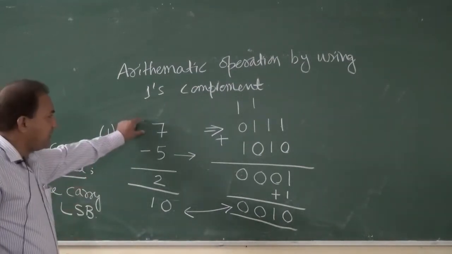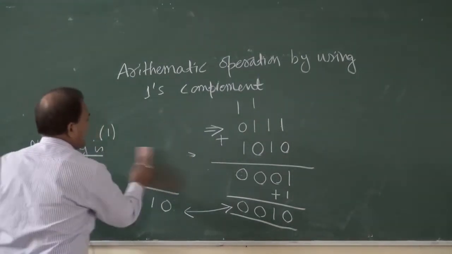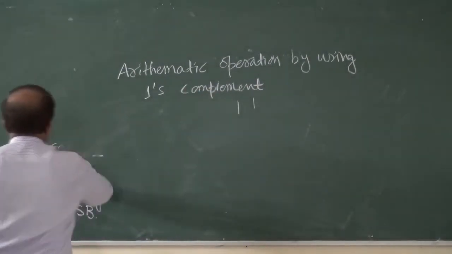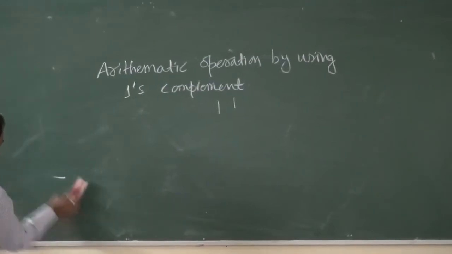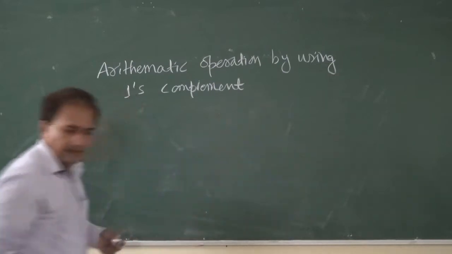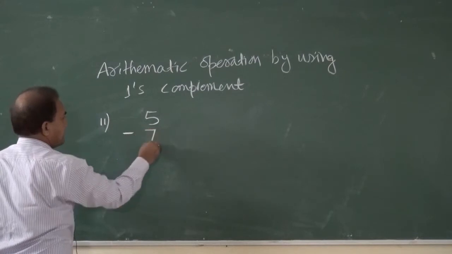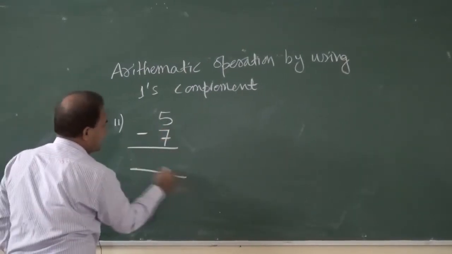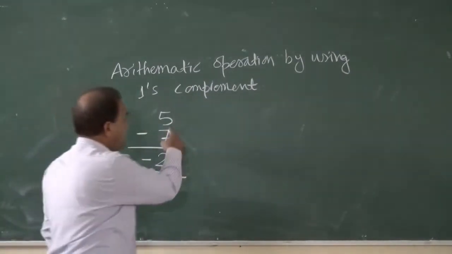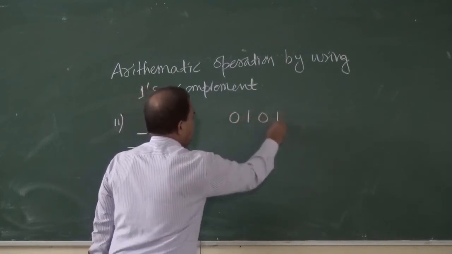So you have seen 7 minus 5. Second is 5 minus 7. So the answer is minus 2. You can verify. So in one's complement, how can you write plus 5? It is 0, 1, 0, 1.